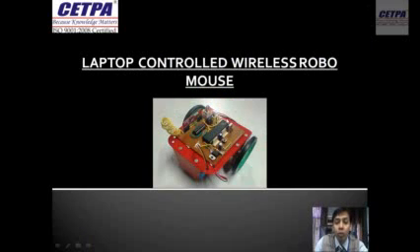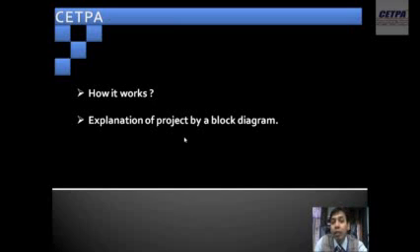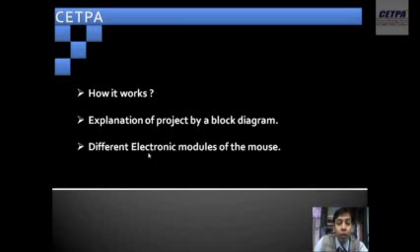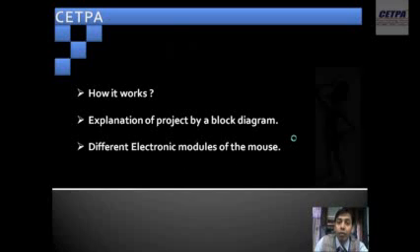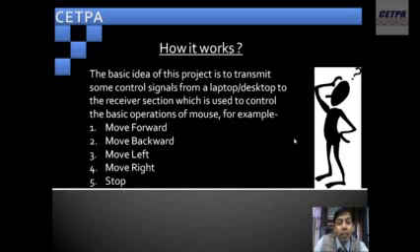This is my robo mouse, a small robo mouse. We will discuss some topics: how it works, an explanation of the project by a block diagram, and the different electronic modules of this mouse. First of all, how it works. The basic idea of this project is to transmit control signals from a laptop or desktop to the receiver section, which is used to control the basic operations of the robot. For example, move forward, move backward, move left, right, or stop.